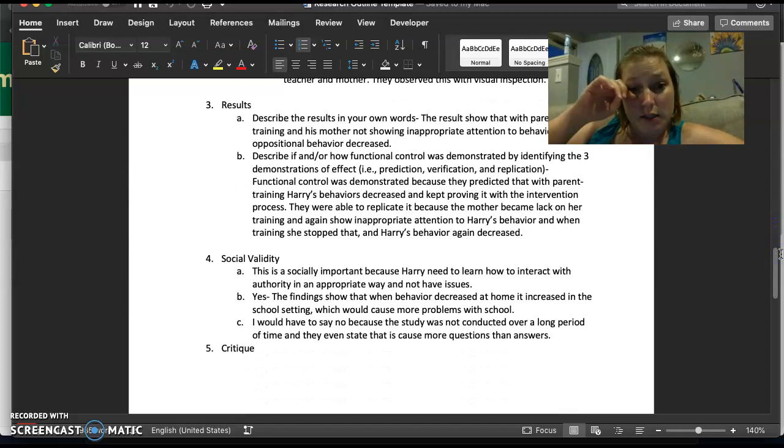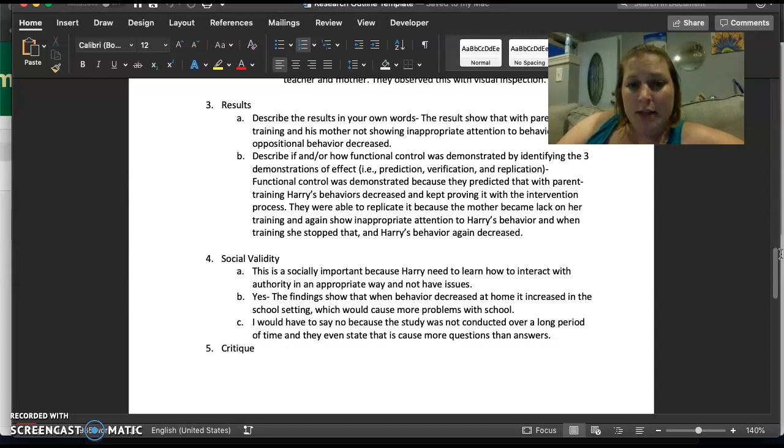Now, results. So, results basically from reading over this article, what I read was the results of this was that Harry had inappropriate responses, or more behaviors, when his mother would show inappropriate attention to him in the classroom setting. They didn't really dive too deep into what would happen at home if the classroom teacher had inappropriate responses. It dealt mostly with mother having inappropriate responses to things that he would do.